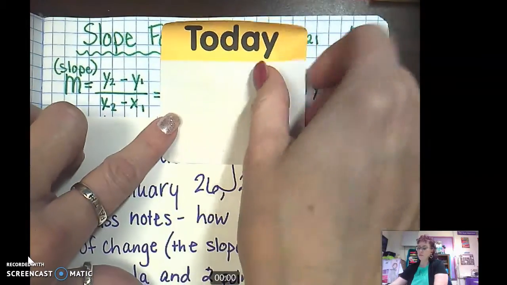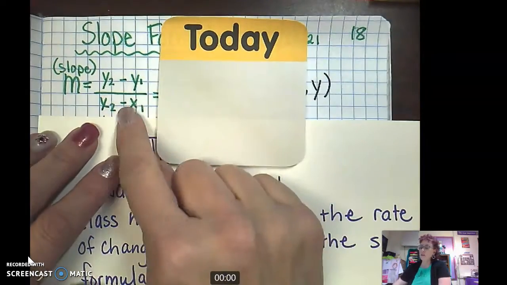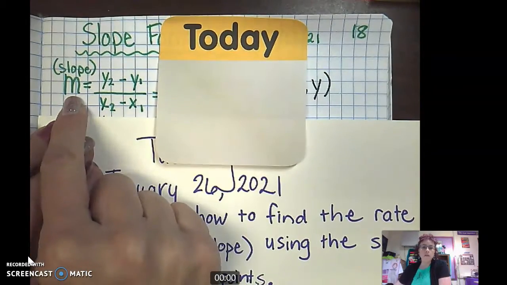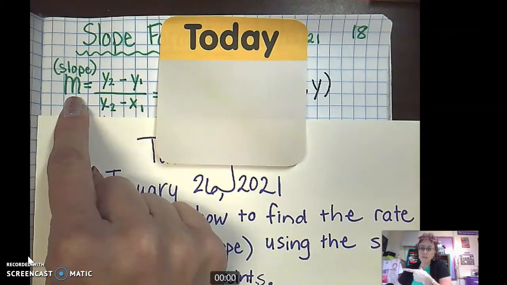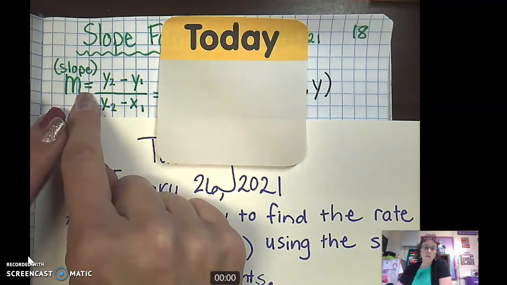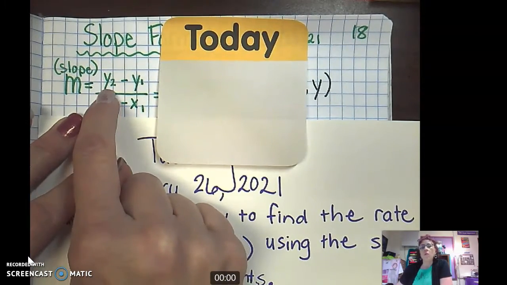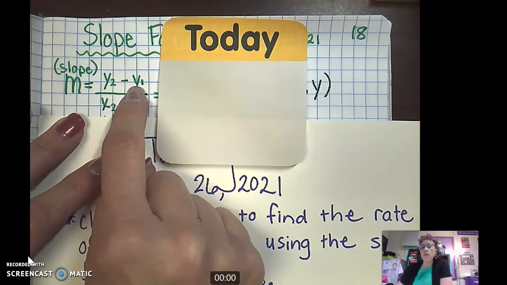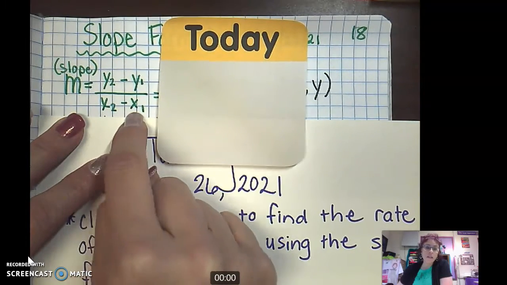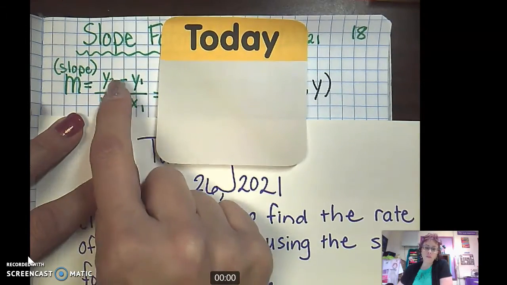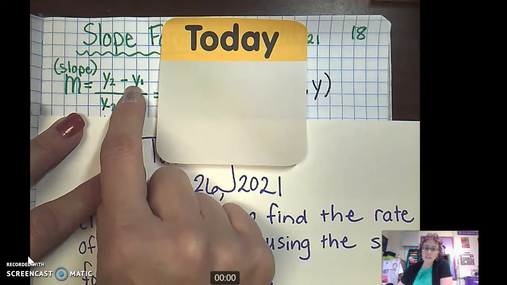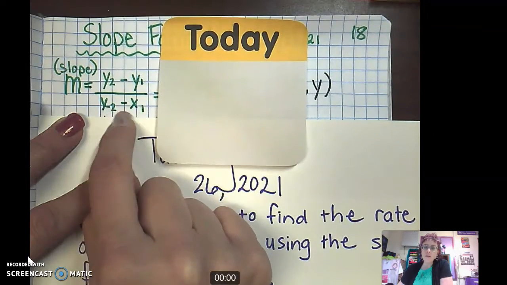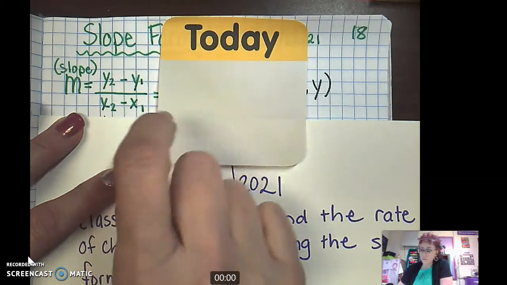Cover that up for you. So here's the slope formula. M, and of course you guys know M stands for slope, is equal to y2 minus y1 over x2 minus x1. Okay, so that's the difference in y values over the difference in x values.